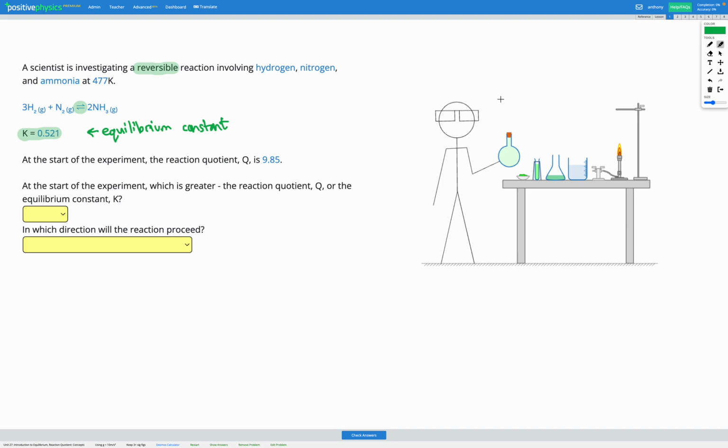We're then also told that at the start of the experiment, the reaction quotient Q is 9.85. Now, the reaction quotient has a similar idea to the equilibrium constant. It's also the ratio between the concentrations of the products and the concentrations of the reactants in a reaction. However, the equilibrium constant is that ratio measured at equilibrium only, whereas the reaction quotient is that ratio measured at any time during the experiment. So Q tells us about what's happening at any given moment, doesn't have to be at equilibrium, whereas K tells us what's happening only at equilibrium.